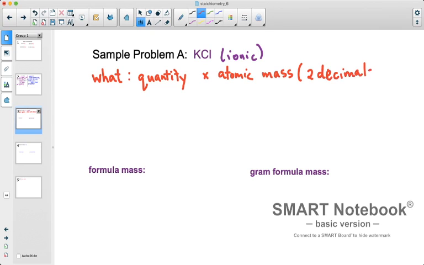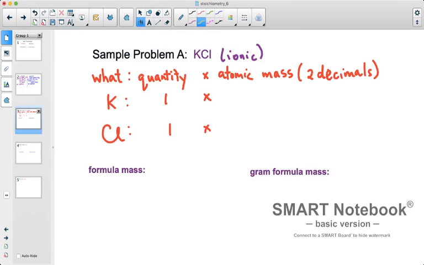The first thing that we need to do is determine what we have. And when we look at a formula like KCl, we know we have potassium and we have chlorine. Once we know what we have, we now need to determine the quantity. And if I look at the formula carefully, there's an unwritten subscript of 1 next to the K and an unwritten subscript of 1 next to the chlorine. I need to multiply the how manys, or the quantities, now by the atomic masses.